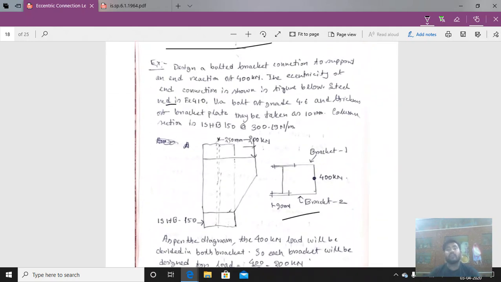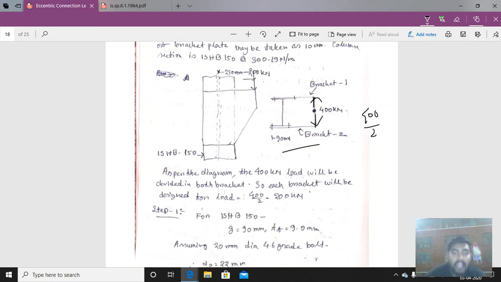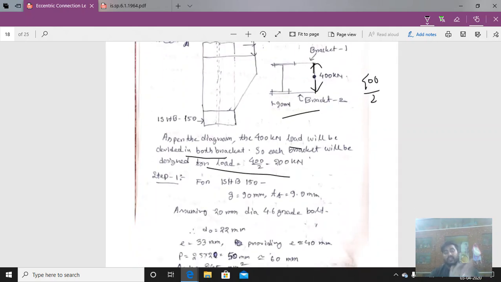And here you can see that the 400 kilonewton load is acting at the center of the two bracket plates. So for each bracket plate, the load will be divided, 400 by 2. I have written here also, as per the diagram, the 400 kilonewton load will be divided into two brackets. So each bracket will be designed for a load of 400 by 2, that is 200 kilonewton. It is evident from here. Now coming to step number 1.